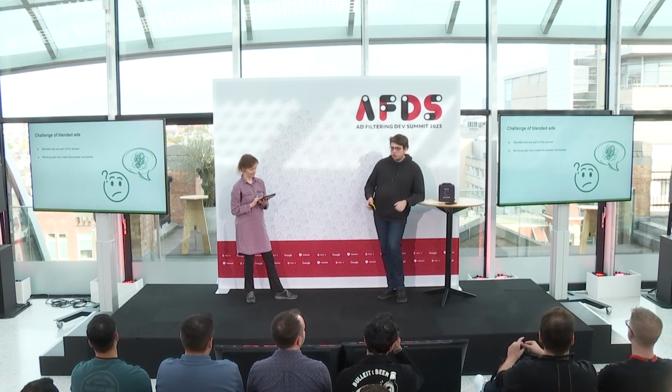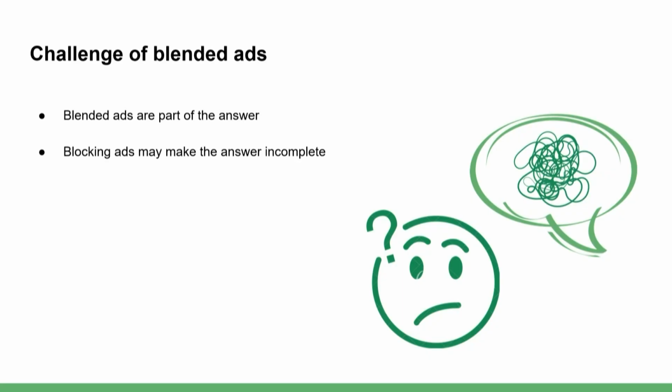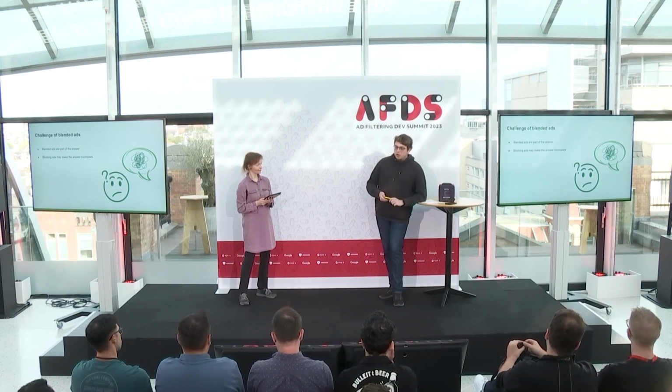But we have a challenge with blended ads in text responses. In these cases, traditional methods don't work very well. So we need some solution that allows us to filter this text without missing the context of the answer. We use prompt engineering and embedding for this task.